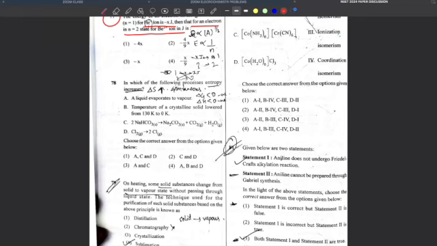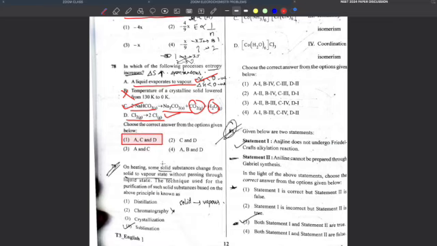Next, in which of the following spontaneous processes does entropy increase? A liquid evaporates to vapor. Yes, increases. Temperature of crystalline solid lowered to 0 Kelvin. No, यहाँ decrease होता है. 2 moles of solid is converted to 1 mole of gas. ये भी increases है. 1 Cl2 gas is converted to Cl atoms. So option 1D दोनों में वो ACD is the answer for this question.